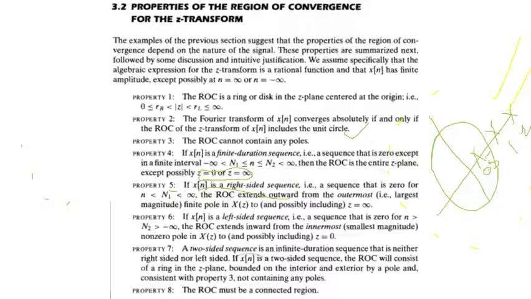Whereas property 6 says that if these poles 0.5, 1 and 2 come from a left-sided sequence, then the ROC will extend from the innermost pole towards 0. Now, if x of n is two-sided, for example, one pole is here and the other pole is here, then the ROC will be a ring or disk.